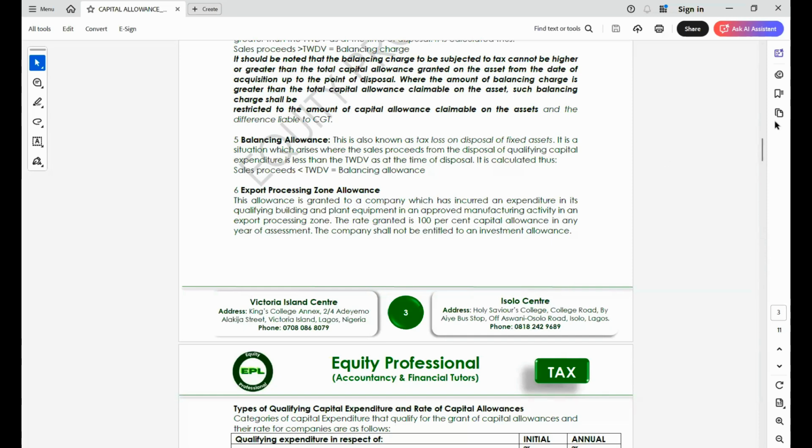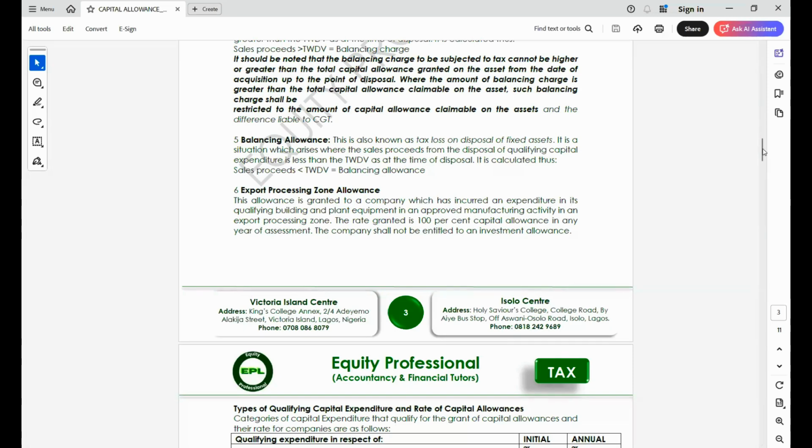So any question? Yes, I want to confirm that. So balancing charge and balancing allowance are like opposites of each other, like when sales is greater than tax written down value, and when sales is less than. Yes, they are the opposite of each other. Any other question?